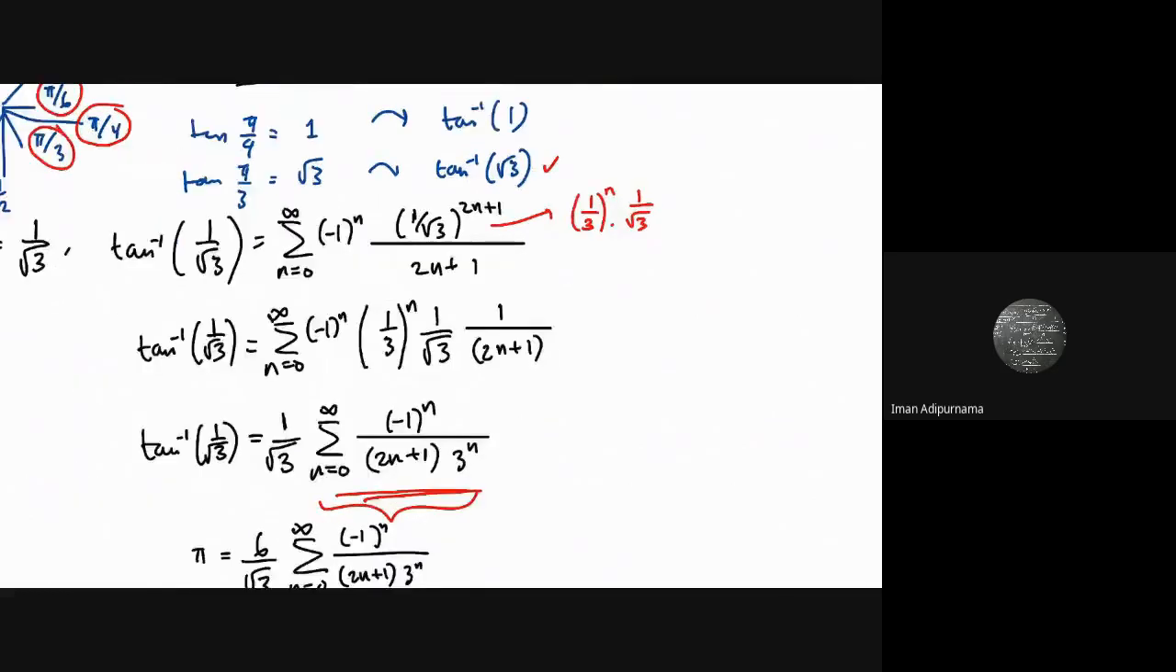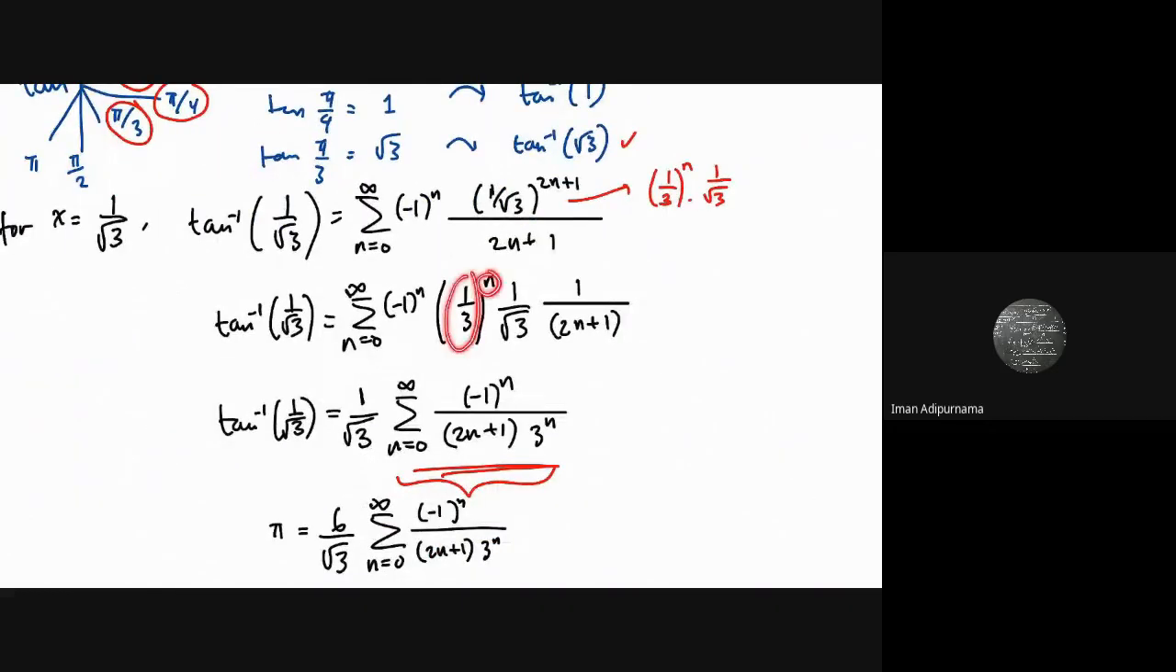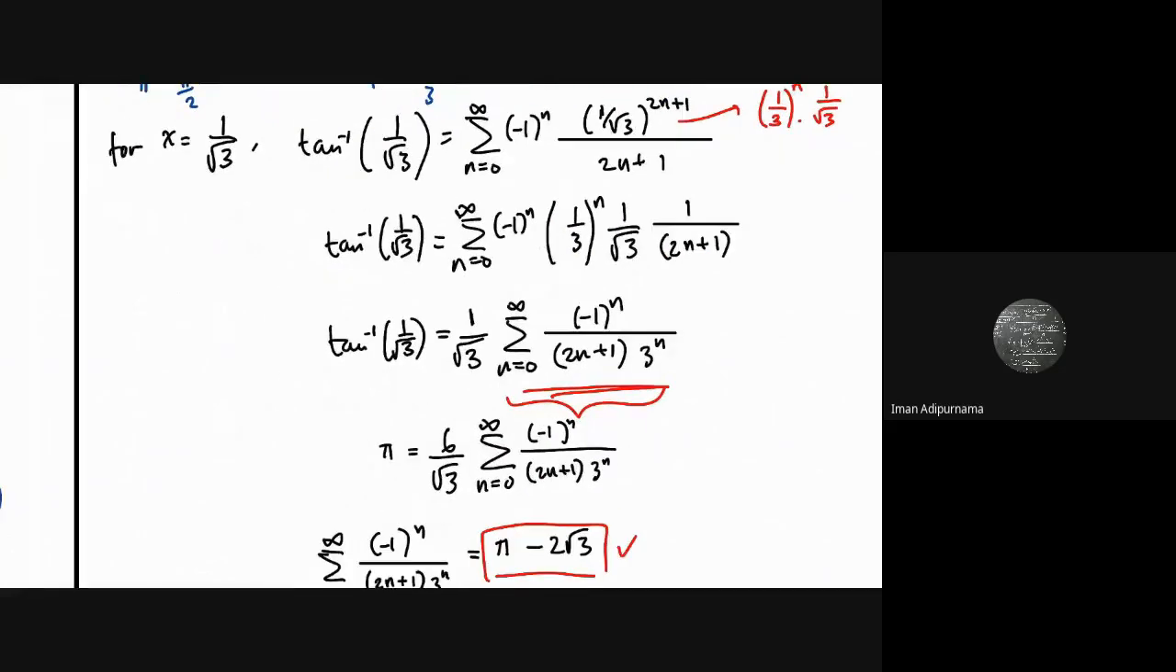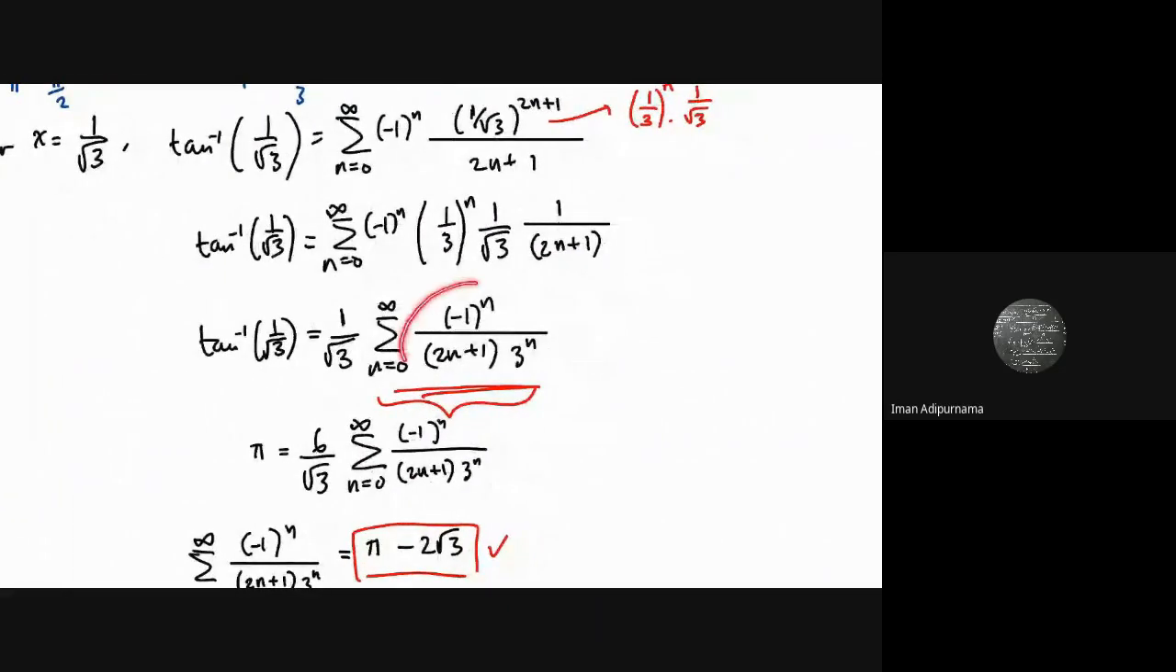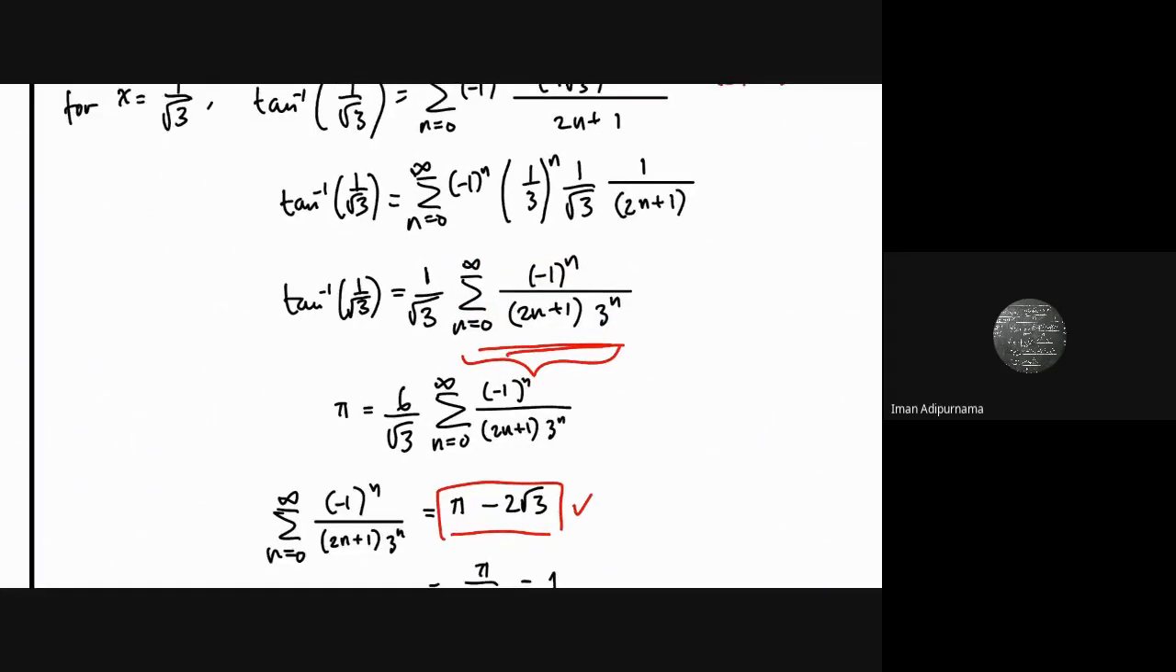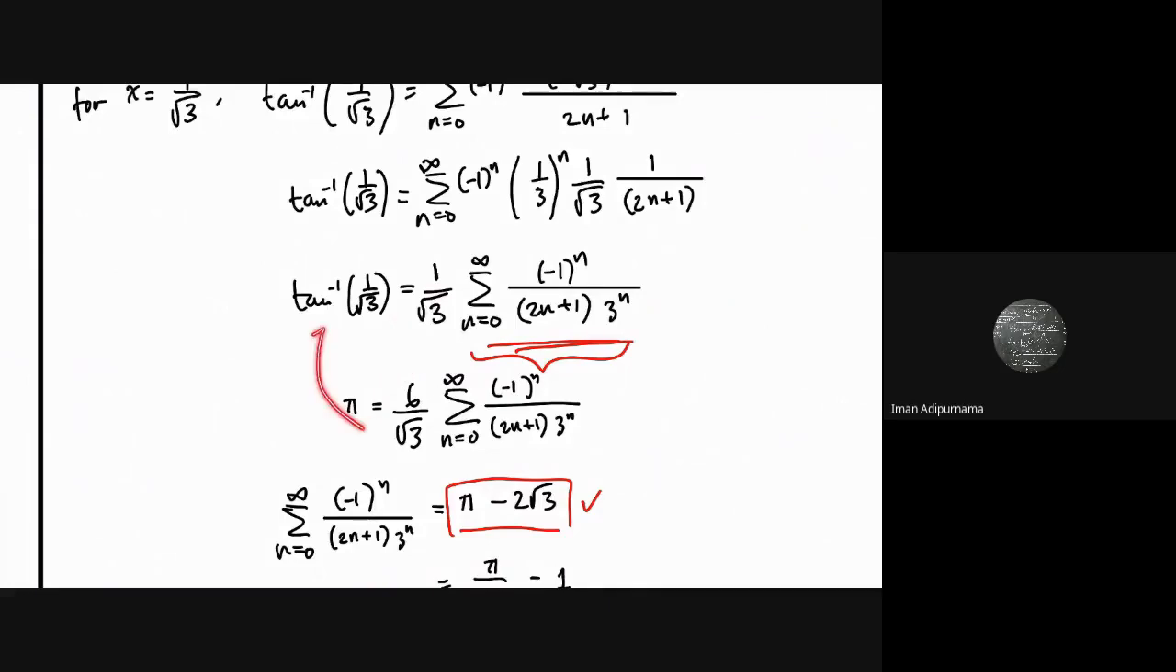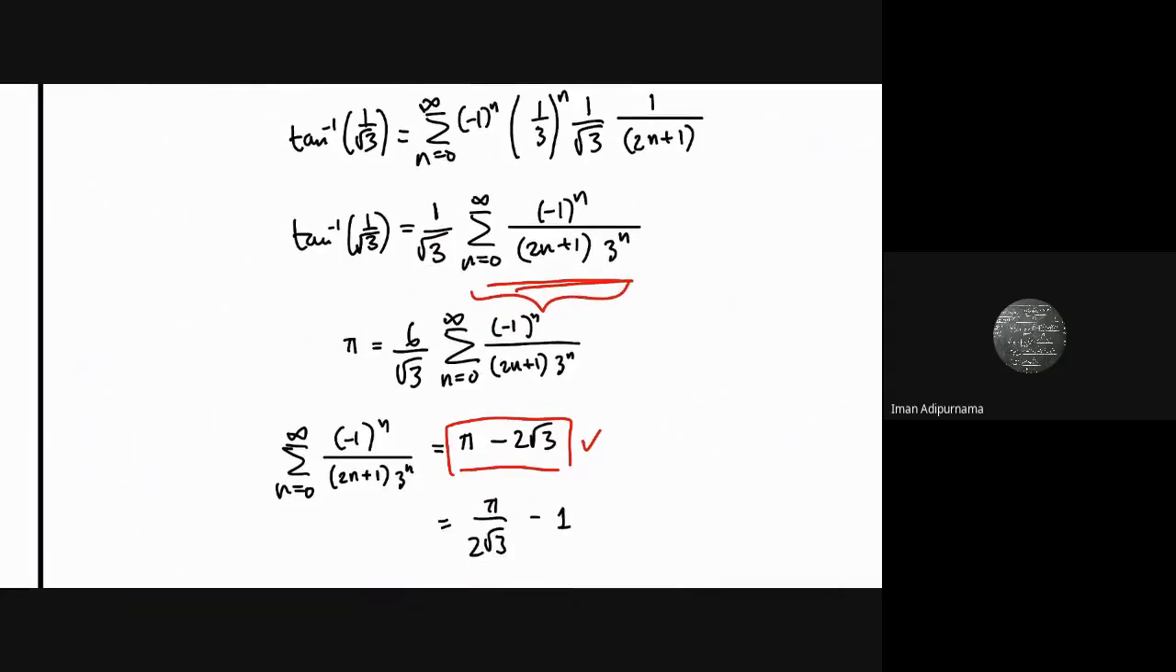And step by step, we are getting closer to our solutions, which is this, the original equations, right? So from here, what we are going to do is just solving the tangent inverse, and we are solving this equations, and it's equal to this pi minus 2 square root of 3. Okay, any questions?